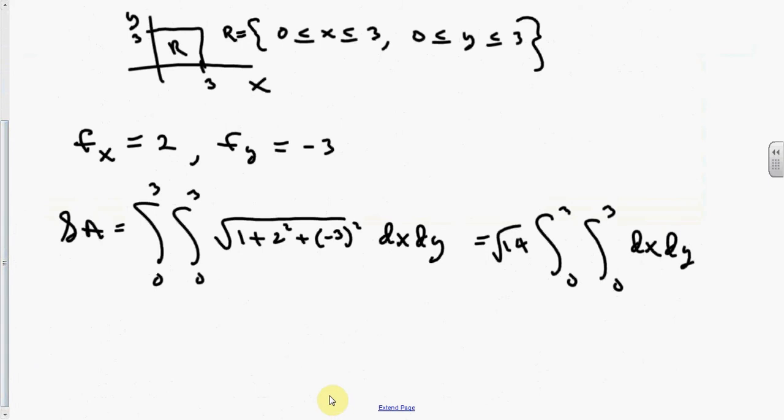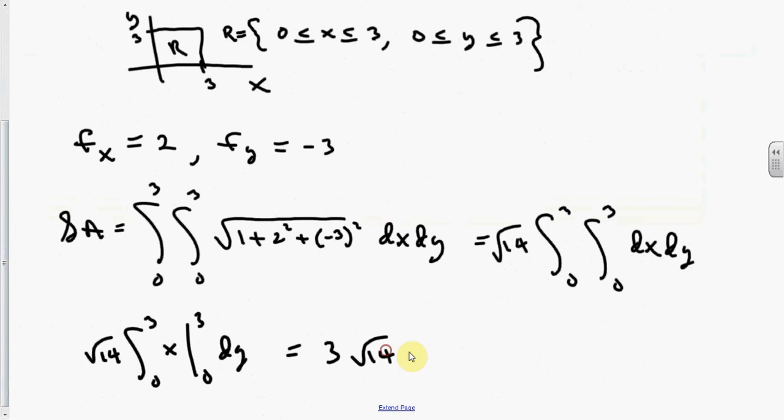Integrate with respect to x. So we get the square root of 14 times the integral from 0 to 3 of x evaluated from 0 to 3, dy. This gives us 3 times the square root of 14 times the integral from 0 to 3 of dy. That'll give us a 3 as well, so we get 9 times the square root of 14.